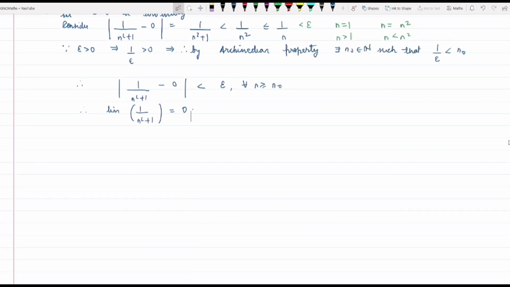Now, as an exercise, I want you to solve this problem and show that the limit of the sequence 3n plus 2 divided by n plus 1 is equal to 3.